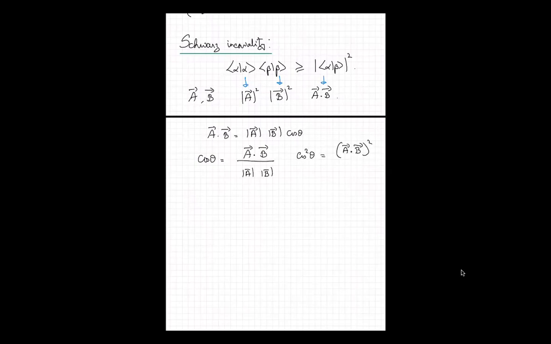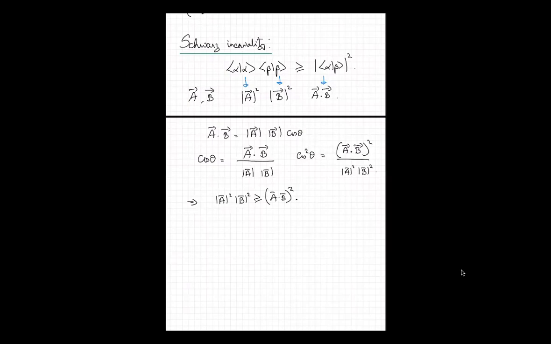A dot B square divided by A square B square. I'm squaring the relationship. But cosine square theta is an angle which has to be less than or equal to 1, right? Cosine theta cannot be more than 1. So this tells you that A square times B square has to be greater than or equal to A dot B square.